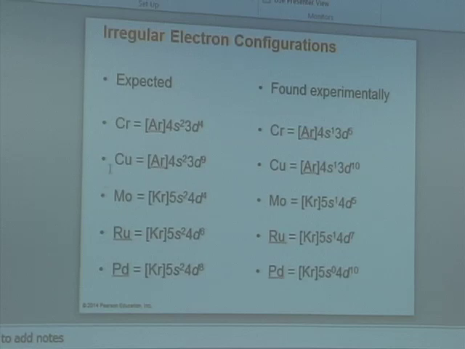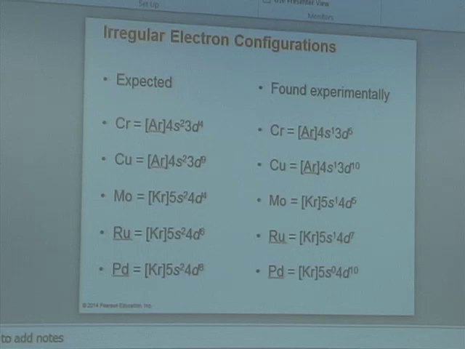And likewise with copper. Copper tends to be the argon shell 4s1 3d10. And you know where these elements are located? They're in the middle. Molybdenum also is the krypton shell 5s1 4d5, so d5 is what's found experimentally. Ruthenium 5s2 is really 5s1 4d7, and palladium is really 5s0 4d10 because it's more stable that way.